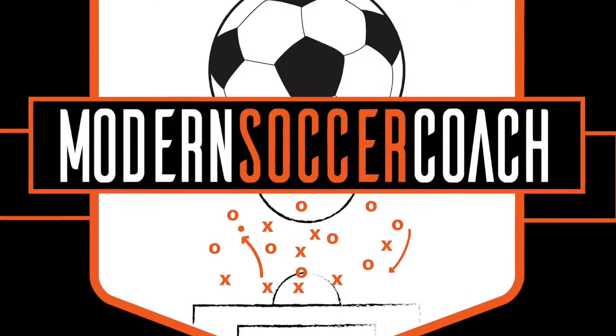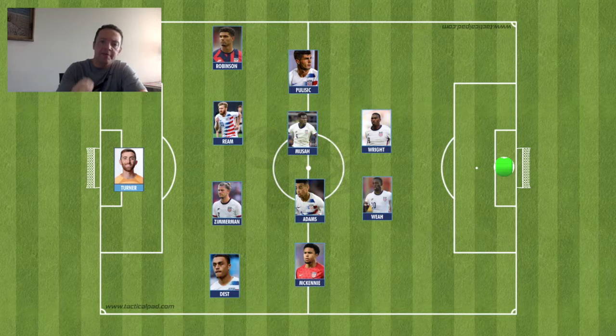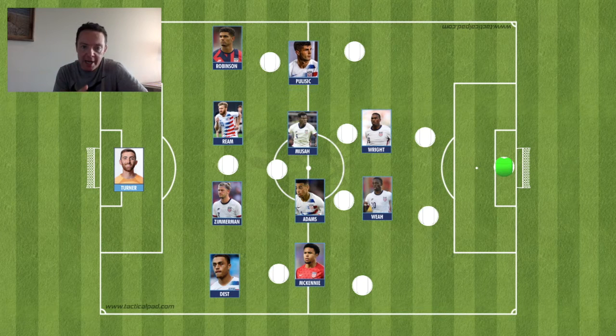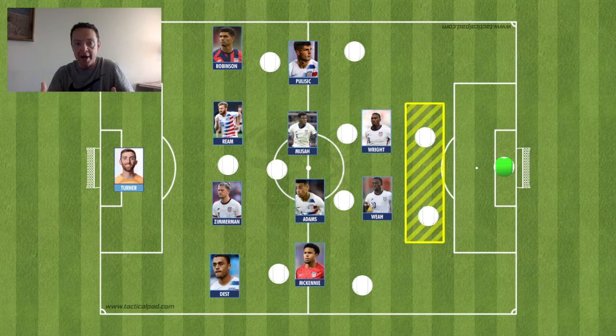Okay, let's go. So the US set up in a flat 4-4-2 against England's 4-2-3-1, which was so small but so important. The two centre forwards, Weah and Wright, were allowed to put pressure, not aggressive pressure, but enough pressure on Stones and Maguire, and also screen the two England sixes of Bellingham and Rice.